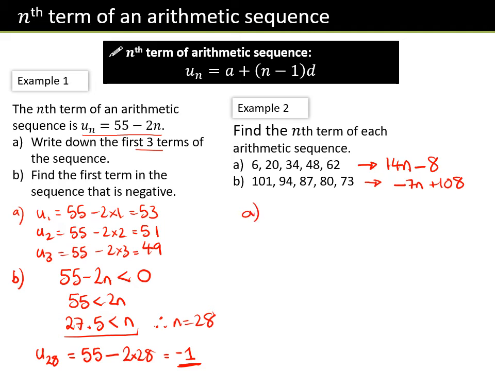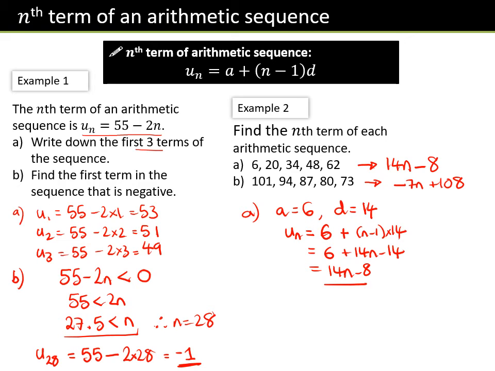However, at this stage, please do write down what a is and what d is. So for the first one, a equals 6, and our common difference here is plus 14. So my nth term, un, is a plus n minus 1 d, so it's 6 plus n minus 1 times 14, and then simplify. Do show this working, please. 14n minus 14 equals 14n minus 8, as you expected.